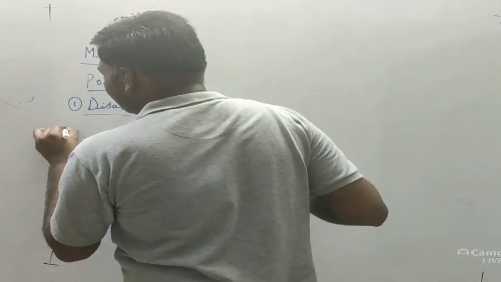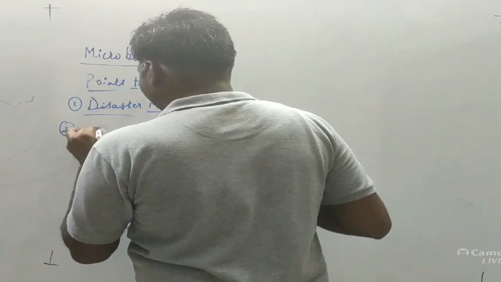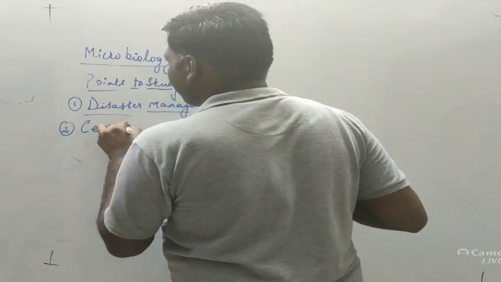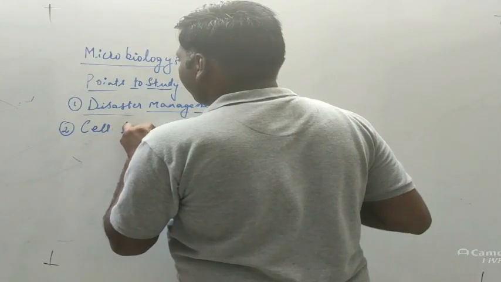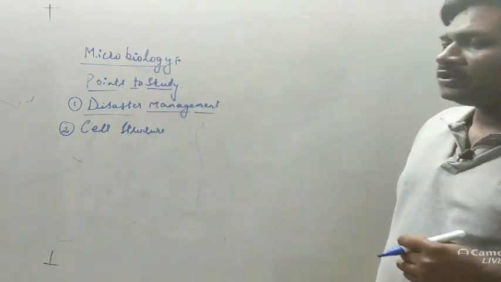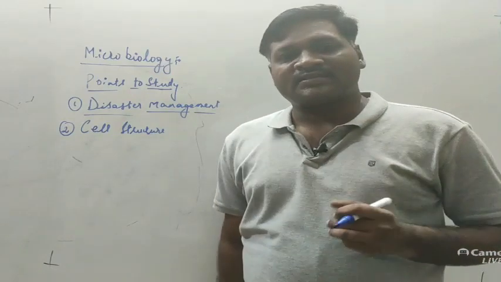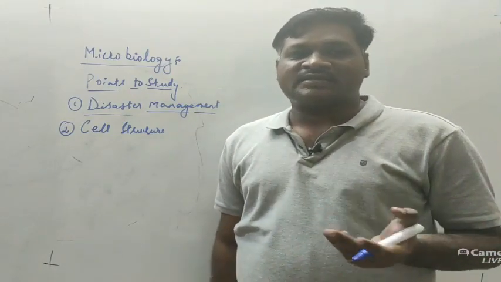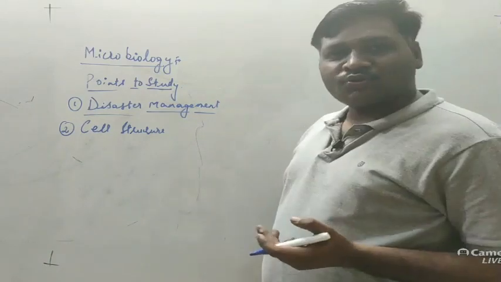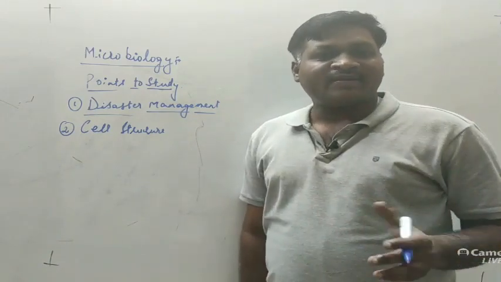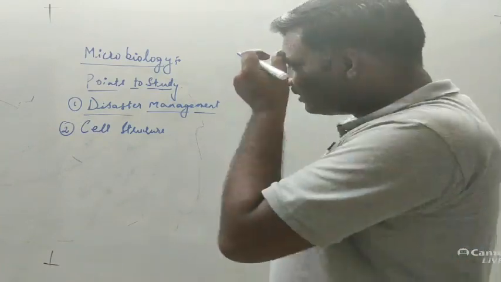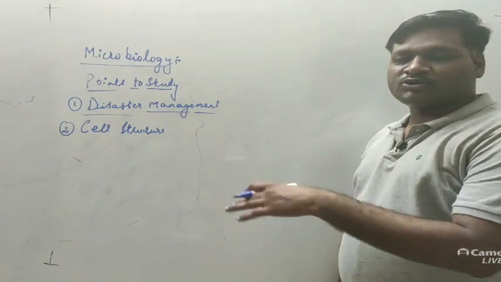Then next, another point, that is cell structure. Okay, then we have already discussed cell structure in previous classes. We have discussed the prokaryotic cell structure, the fungal cell structure. We have also discussed the protozoans, what type of cell structure they have and what type of mode of nutrition and mode of reproduction they show. So we just have to revise all these points over here.